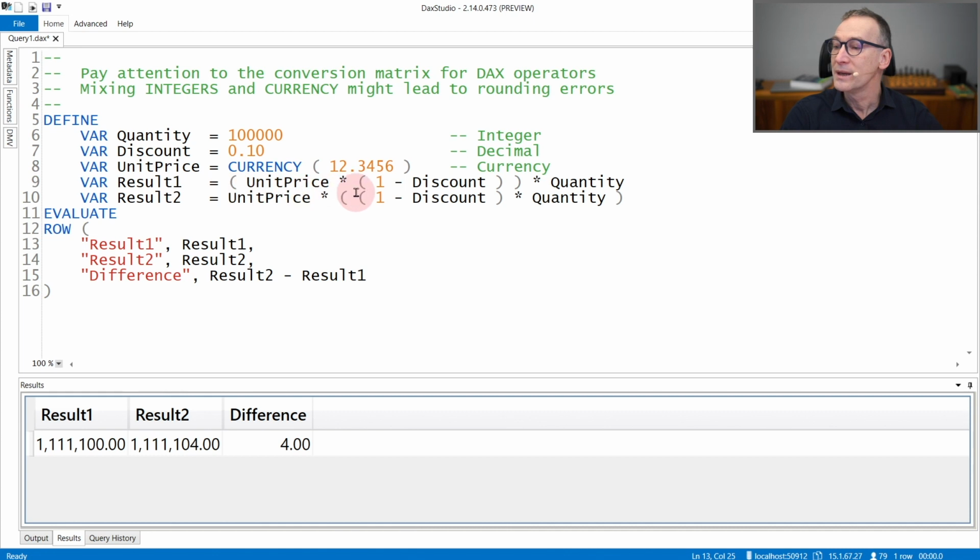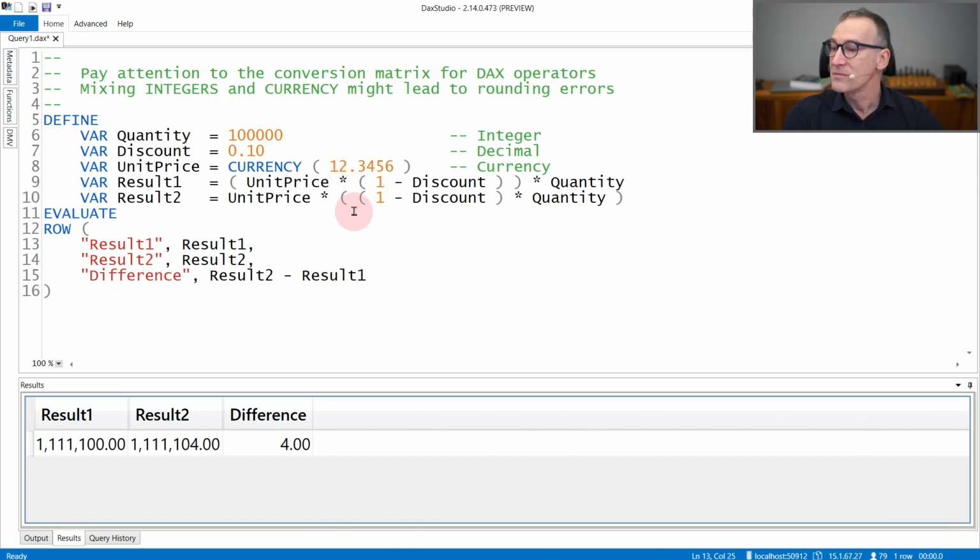In result 1, I compute 1 minus discount, that is 1 minus a decimal, that produces a decimal, and I multiply that by unit price, which is a currency. The result is a currency. So this multiplication, the first one, is a currency multiplication.